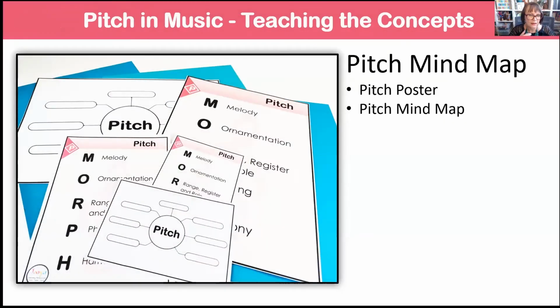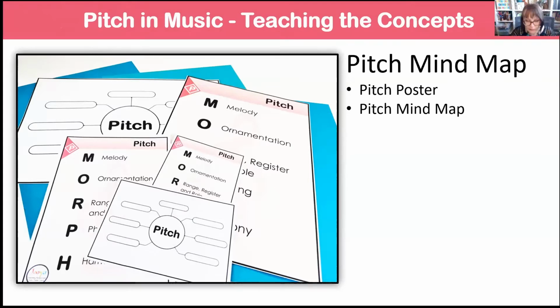So you can see here, what I mean is, now you can see this printed out. You've got the mind map and the poster part that's printed at A4 size. Then there's a smaller print, and then a smaller print again of the mind map as well. But with pitch, melody, ornamentation, range, roll, register, phrasing, harmony, those are the things that you're using and talking about. This is the way they're supposed to gel together.